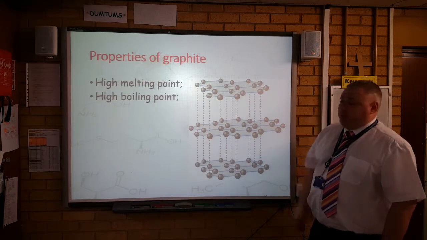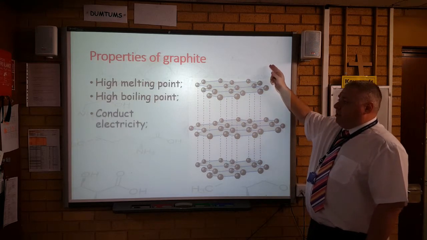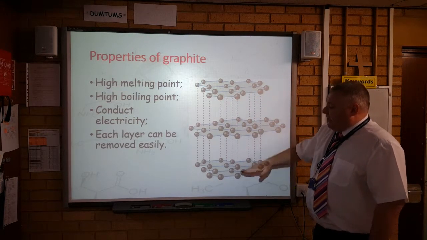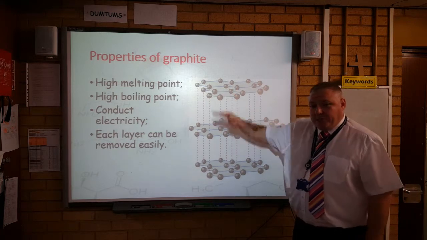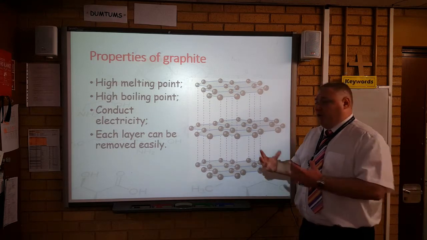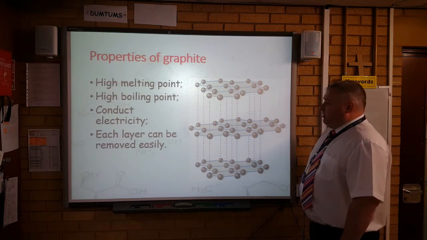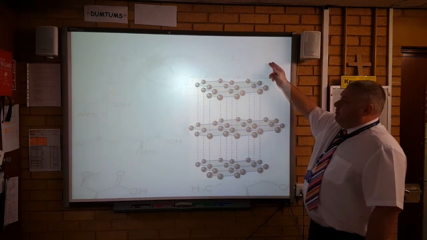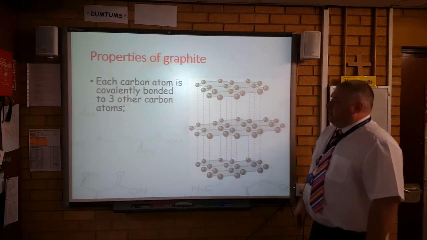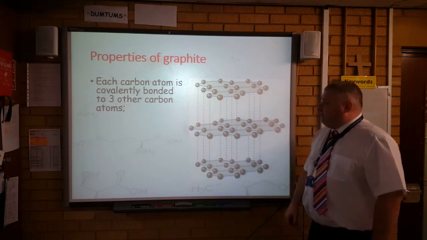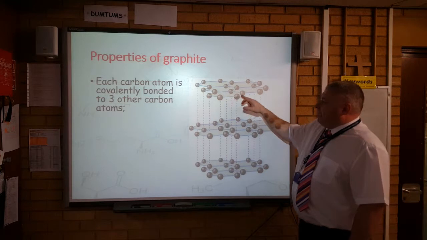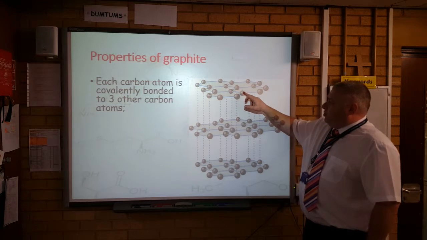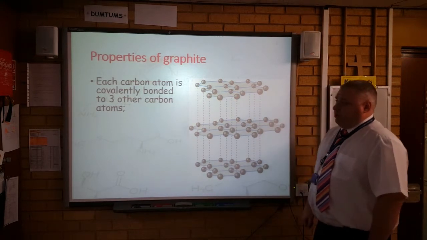So, if we're looking at graphite, what are the properties of graphite? Well, graphite also has a high melting point and a high boiling point. It does conduct electricity, and graphite exists in layers, and individual layers can be removed quite easily. Now again, we've got to explain these properties by relating them to the structure and bonding found within graphite. If we look at the structure of graphite, the carbon atoms are arranged in a different way. They're arranged in hexagons in layers.